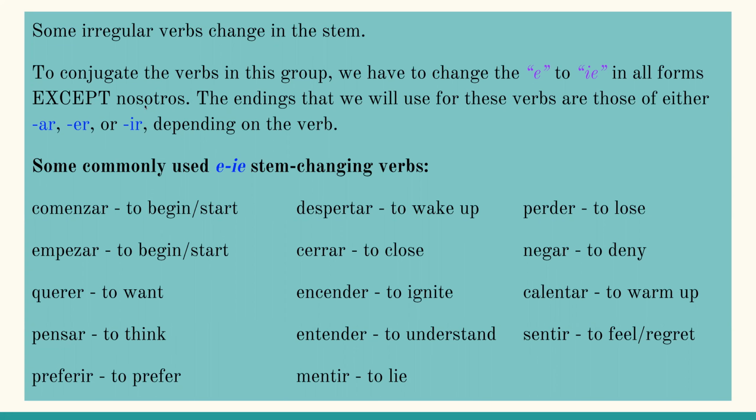And then we will add the same endings that we usually add, depending if it's an AR, ER, or IR ending verb. So here are some of the verbs in the group E to IE that are commonly used. We have comenzar, empezar, querer, pensar, preferir, despertar, cerrar, encender, entender, mentir, perder, negar, calentar, sentir.